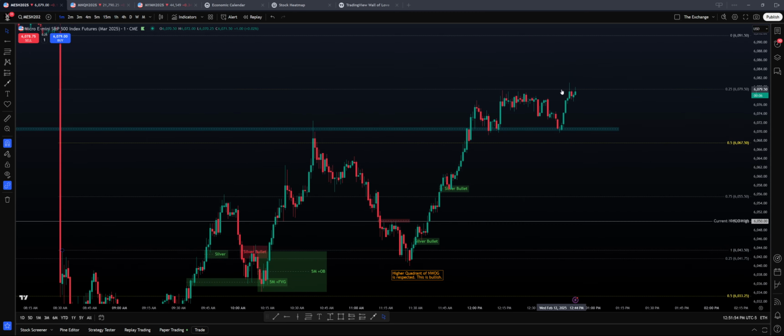And look at that, we're trading into that higher quadrant. Look at the bodies respect that, and that's just cool. It's so awesome.